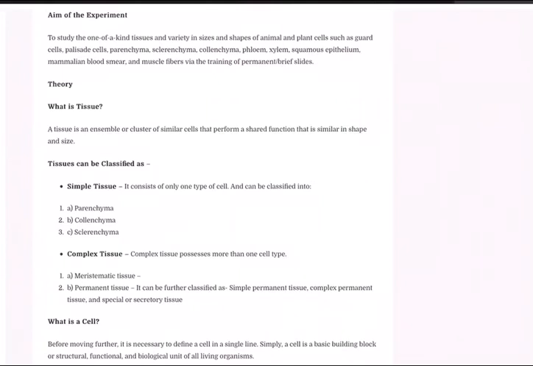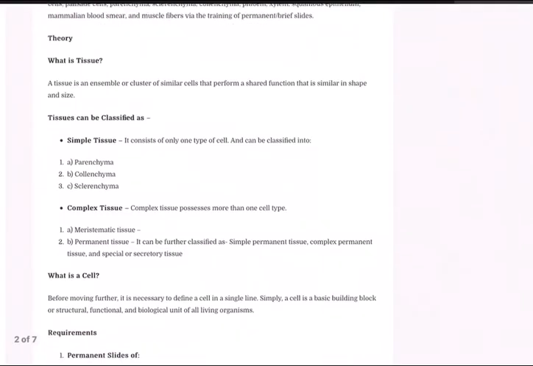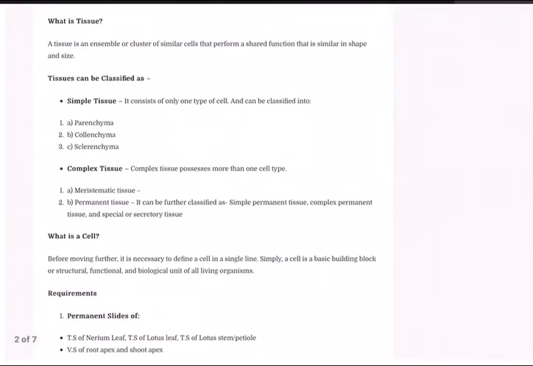Like all of you know, what is a tissue? A tissue is an assembly or cluster of similar cells that perform a definite function, similar in shape and size. Tissues can be classified as simple tissues and complex tissues. Simple tissues consist of only one type of cells. They are parenchyma, collenchyma and sclerenchyma. Whereas complex tissues possess more than one cell type. So there are two types: meristematic tissues and permanent tissue. Permanent tissue can be further classified as simple permanent, complex permanent and of course special tissues.